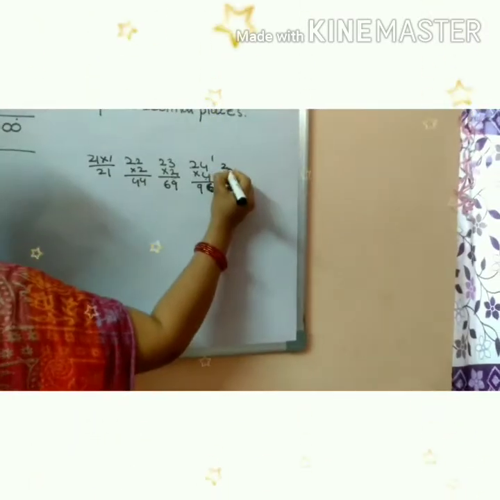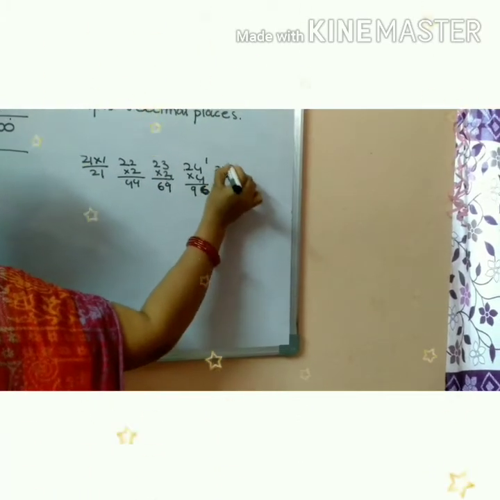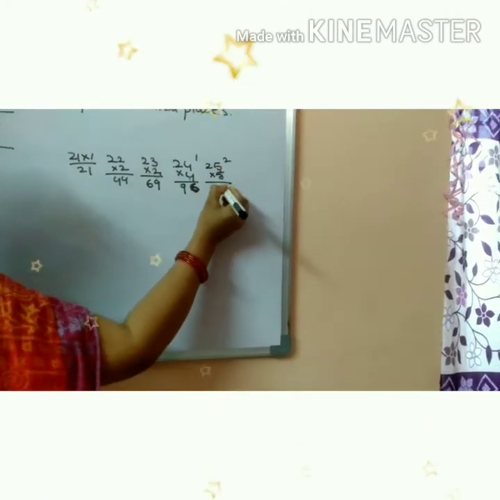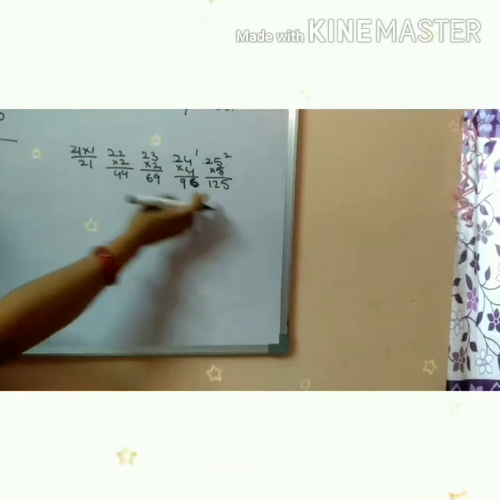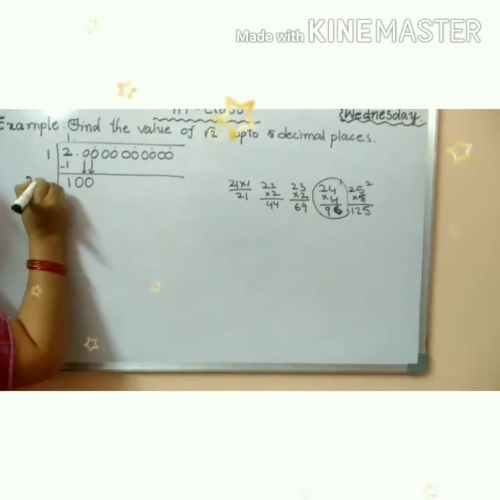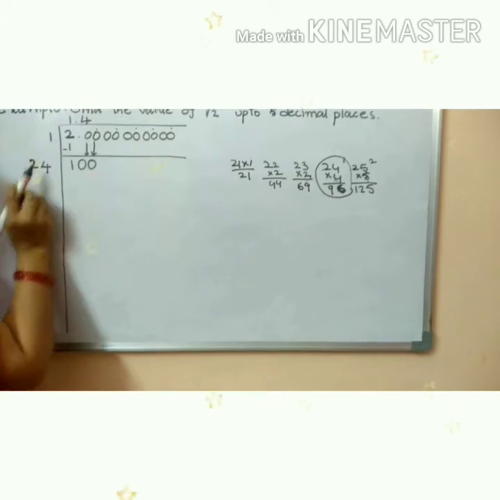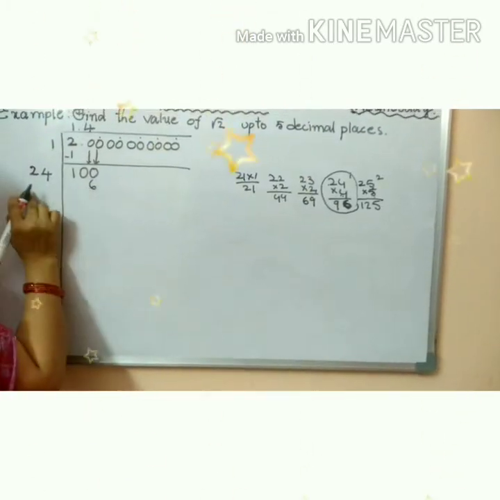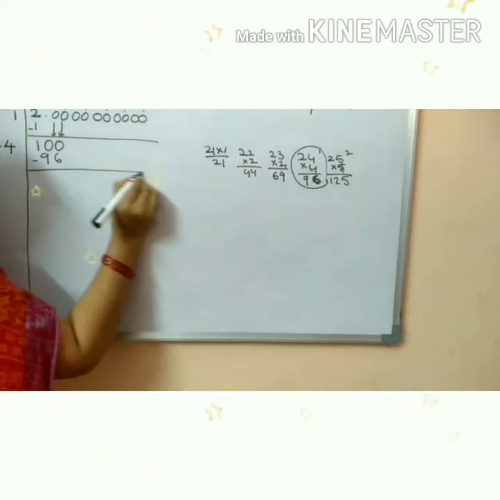Again we should multiply with the next number, 5. So here 25 into 5: 5 5s are 25, 5 2s are 10 plus 2, 125. So 125 is bigger than 100. Then we have to take this number only, 24 times. So we write 4 in this place and up to here also 4. Multiply this number: 4 4s are 16, 4 2s are 8 plus 1, 96. Then it is a subtraction.